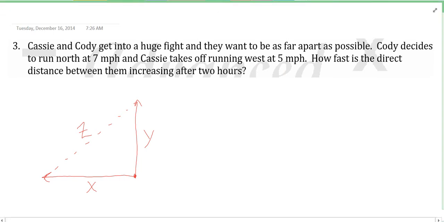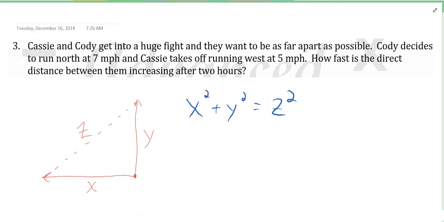Okay. What equation is going to link all these together? Anthony, what do you think? Pythagorean theorem. It's on the Pythagorean theorem worksheet. All right. So we're going to have x squared plus y squared equals z squared. Remember, we said label everything that's changing with a variable. Since all the sides are changing, they all get variables. Okay? Do we know how fast x is changing?